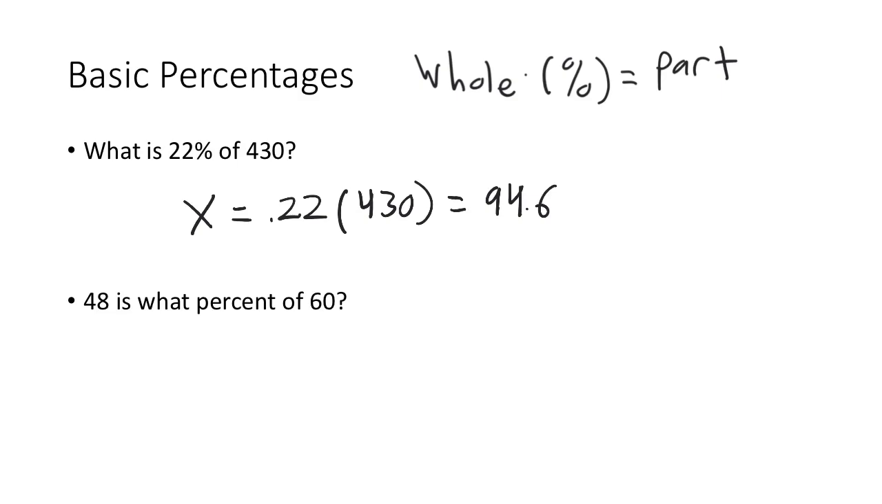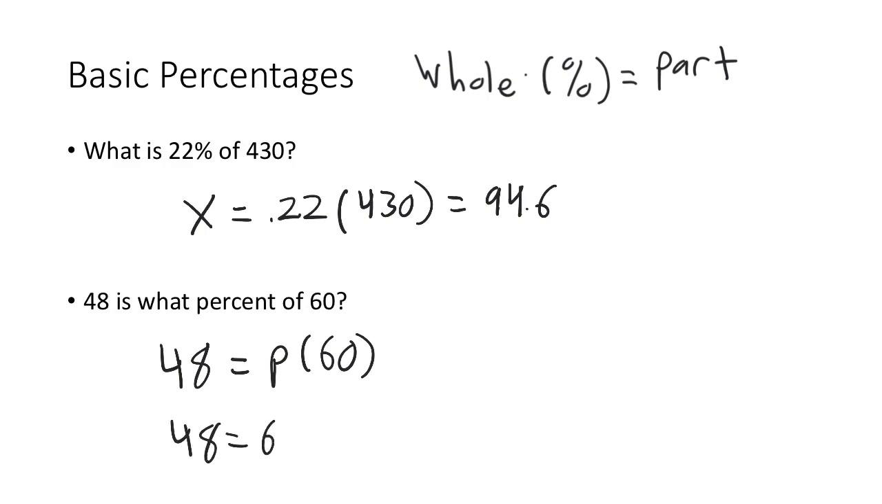We can do the same thing with our second question here. 48 is what percent of 60? Again, we'll go one word at a time. 48 is what percent, so in this case it's the percentage that we're looking for. We'll give that a variable name for the moment, p, of means multiply, 60. So we have 48 equals p times 60, and this is a very easy equation to solve.